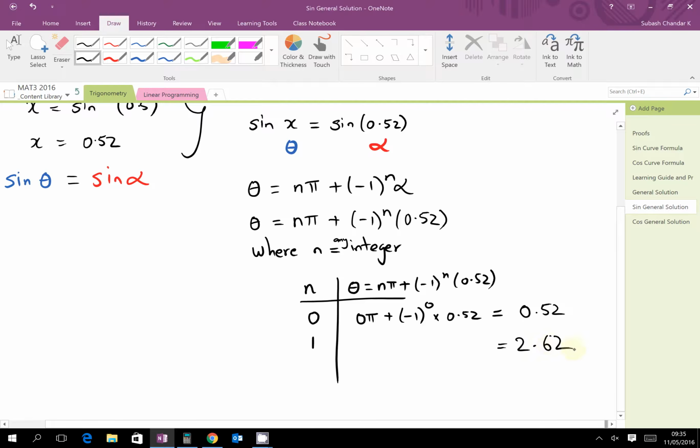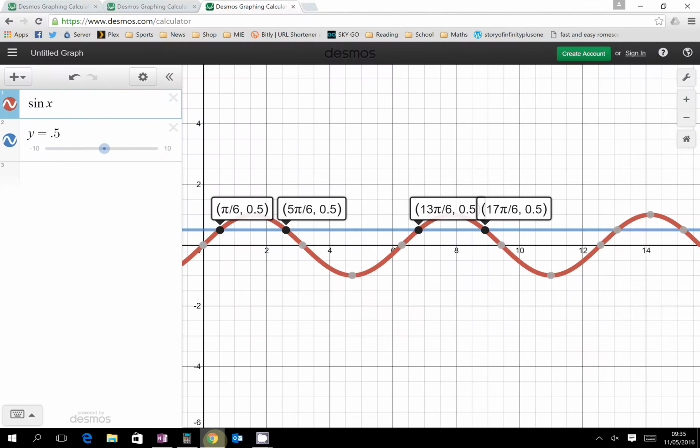Now guys, you've got 2.62 here. If you go back to the original graph, see how you got 5 pi over 6 as your second point? Go into your calculators, 5 pi divided by 6, and it should be close to 2.62. It's close to 2.62 because we rounded off 0.52. Remember in the original part, it was a really long number, but we rounded off early. That's why we're getting slightly different values.